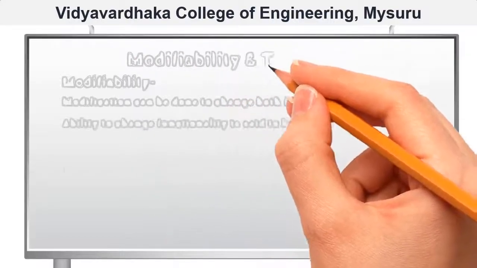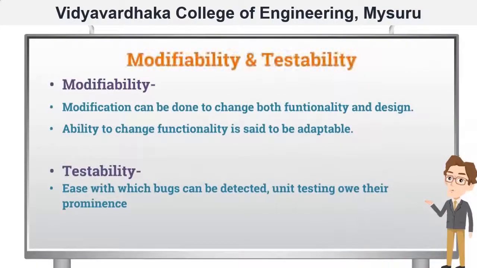Another concept is modifiability and testability. Modifiability allows modifications to be done for changing both functionality and design. The ability to change the functionality of a system is said to be adaptable. Testability is the ease with which bugs can be detected, with unit testing gaining prominence.